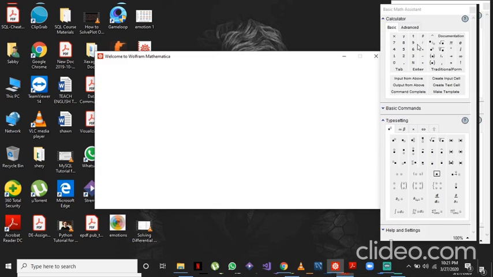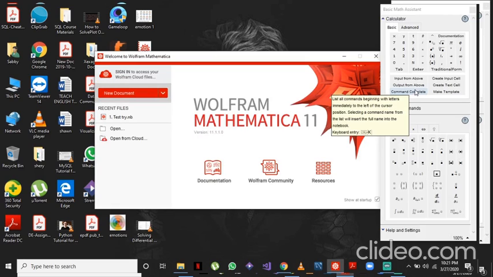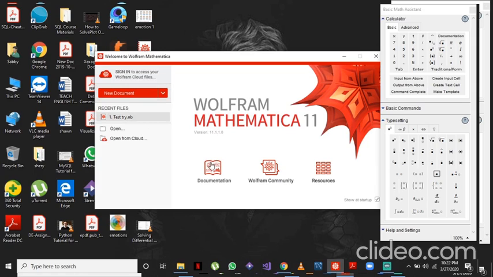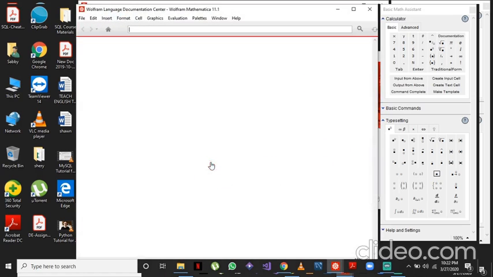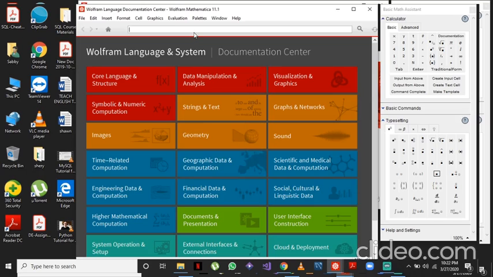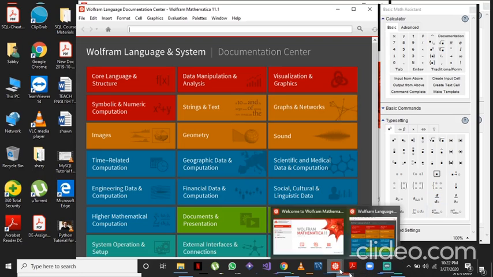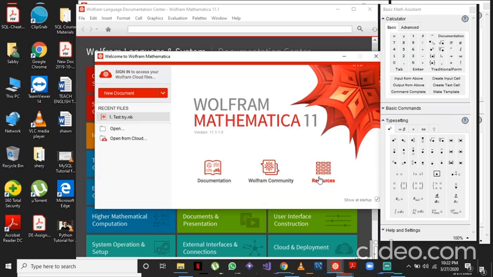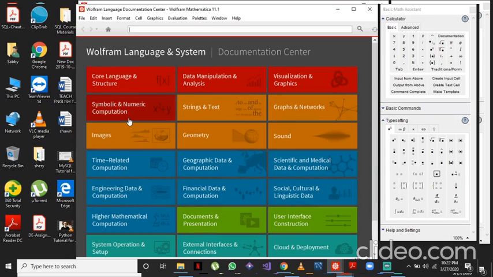This toolbar, this palette that you are seeing over here, is the basic math assistant. These are some of the things that we need to use while writing the equations or solving them. Let's solve some equations over here. If you open the documentation part, there are several other things as well. If you go down here, it shows the Wolfram community and resources. Those are not of any use for us at this point.